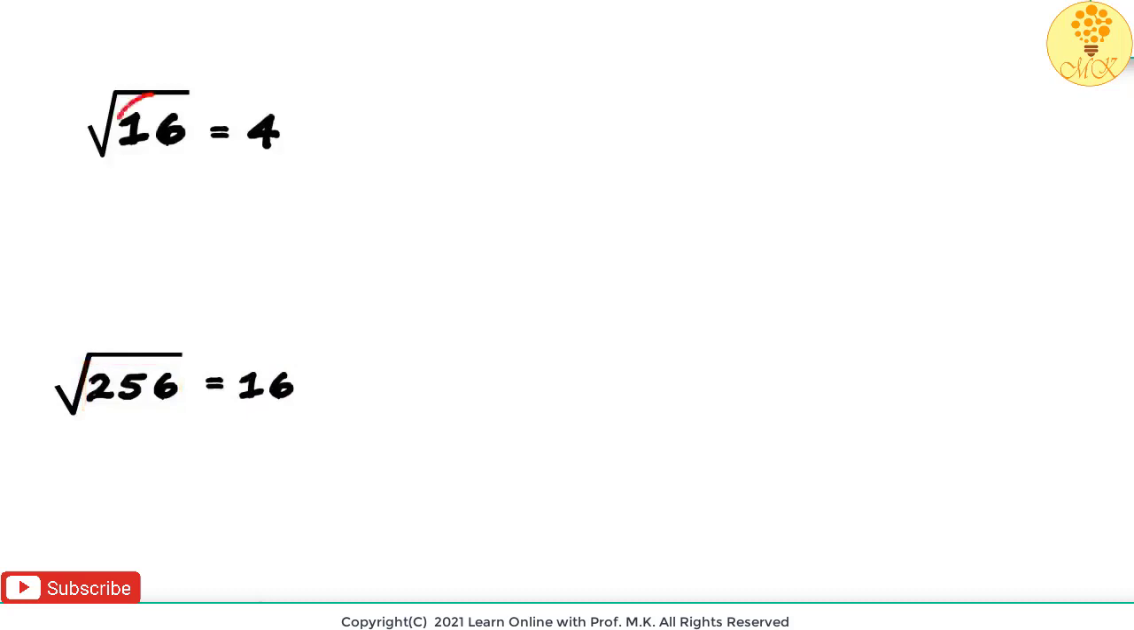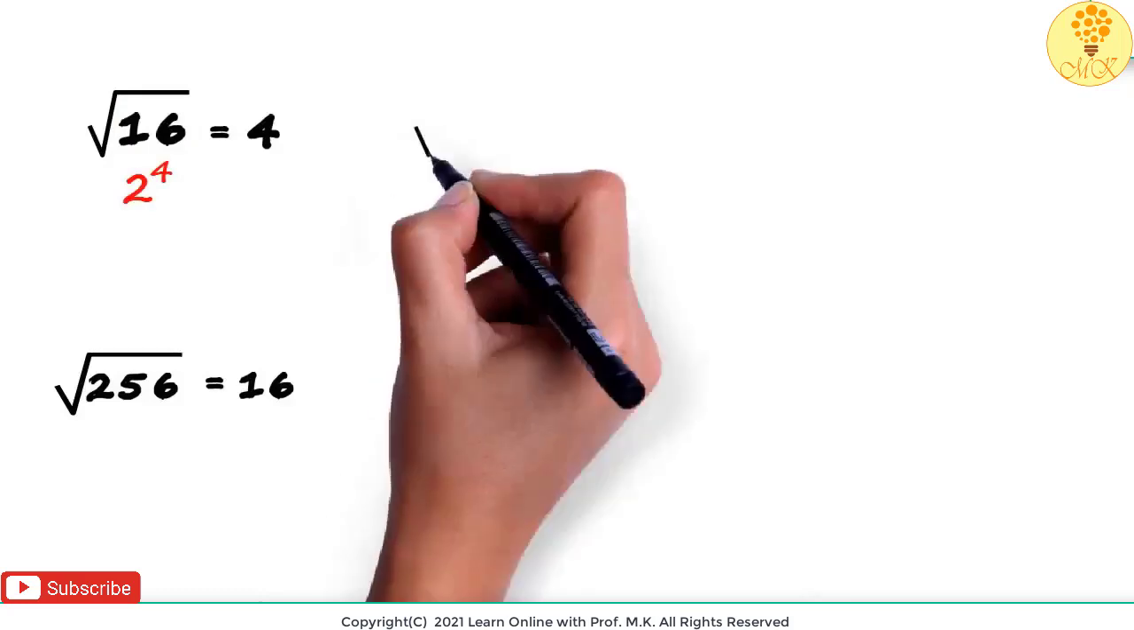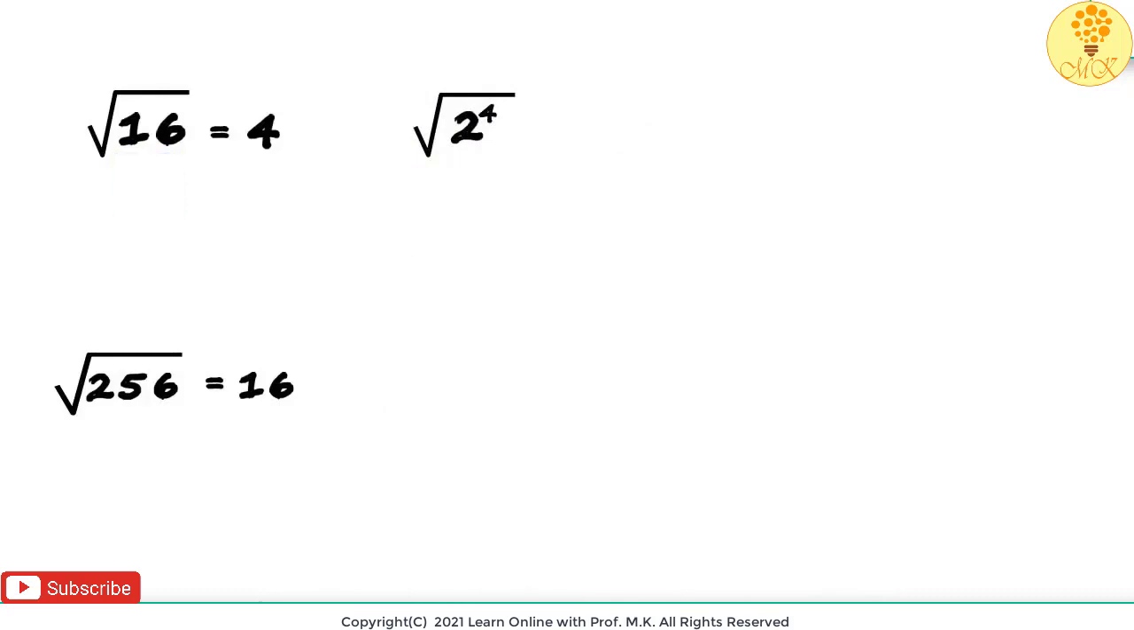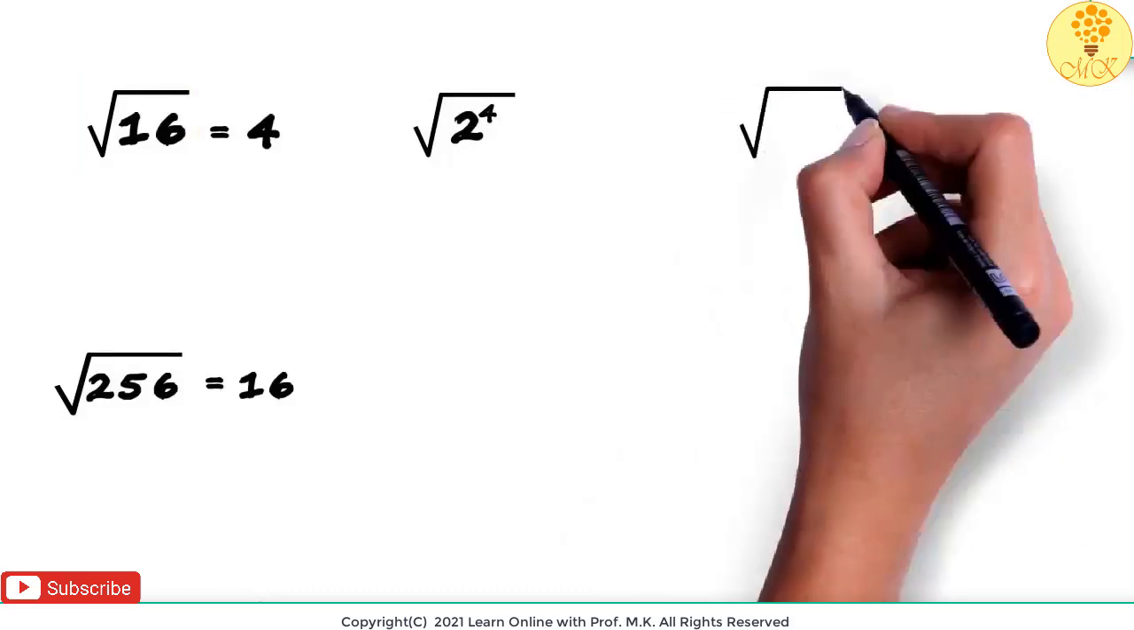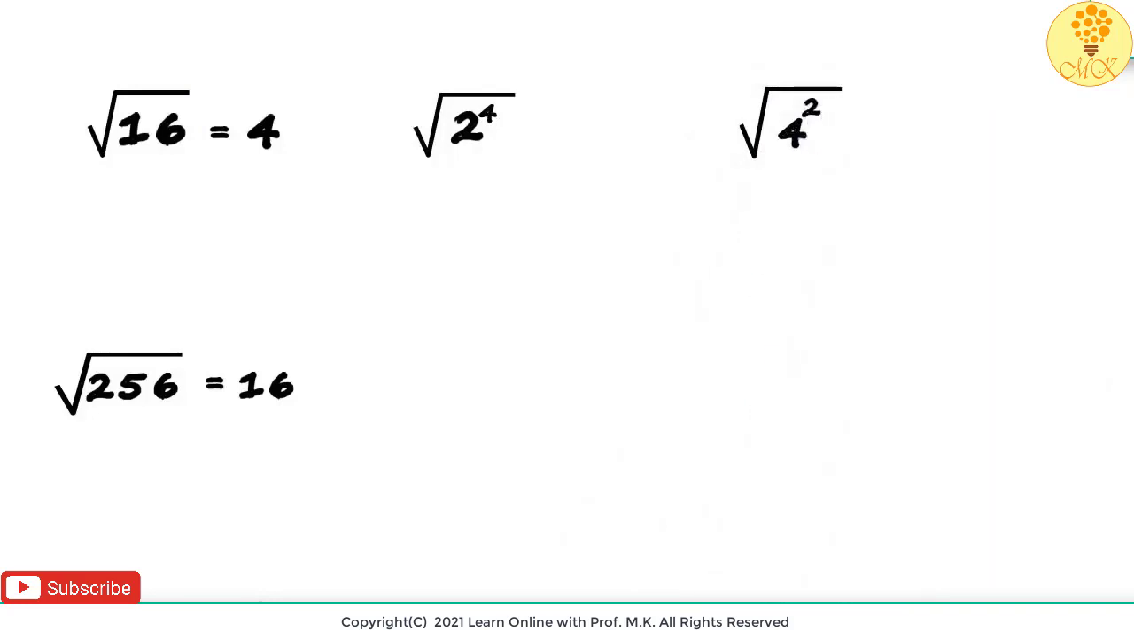Let's try writing 16 in exponential form. We know that 16 can be written as 2 raised to 4. So the square root of 16 can be written as the square root of 2 raised to 4. It's the same thing as the square root of 16. Can it be written in some other way? Yes, it can also be written as the square root of 4 raised to 2. We just wrote 16 in two different ways, 2 raised to 4 and 4 raised to 2.